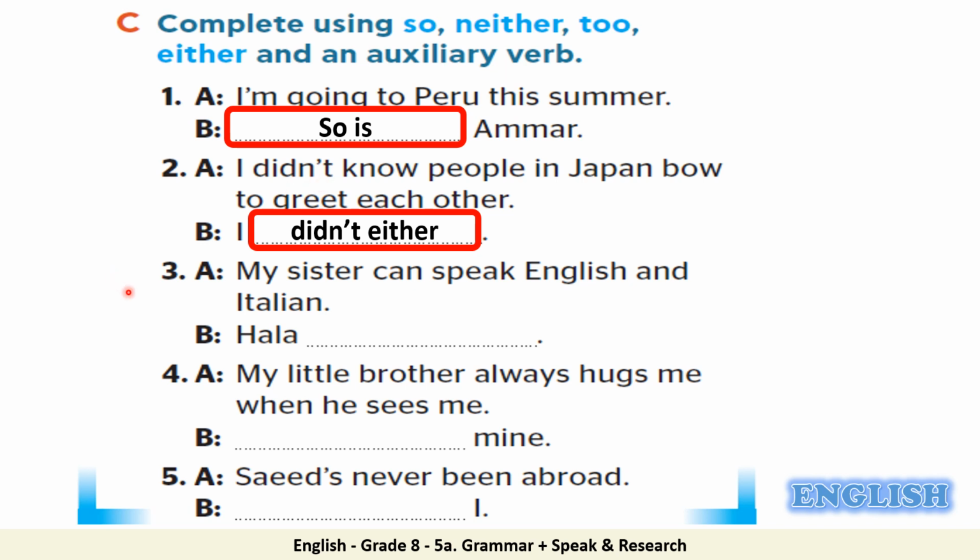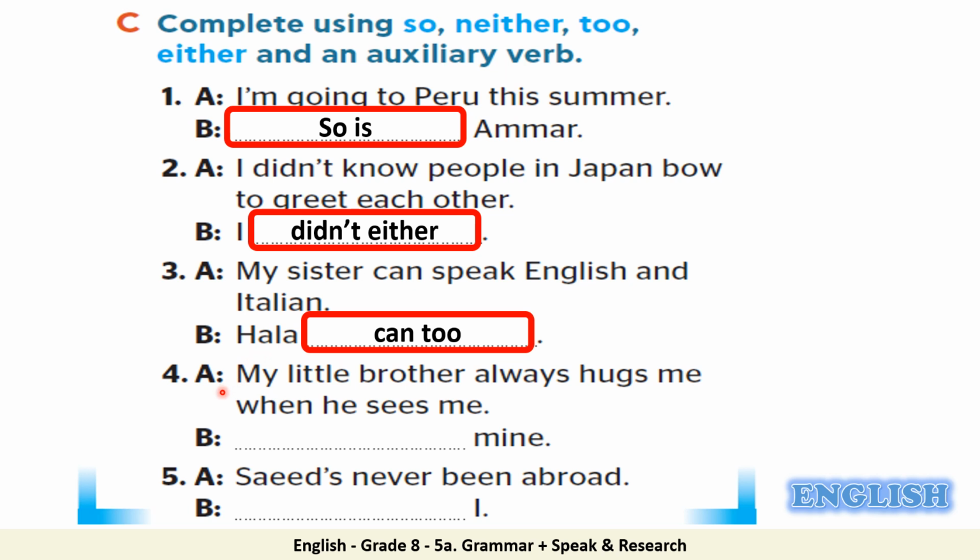3. My sister can speak English and Italian. B. Be careful here. We have a modal verb can, right? And it's positive. Now here we started with the subject Hala. Hala can too. Good.